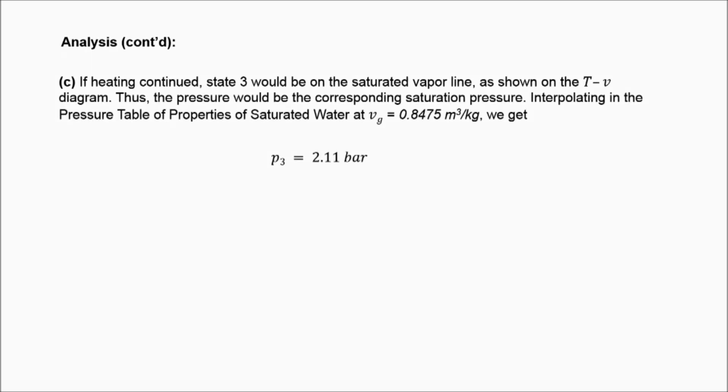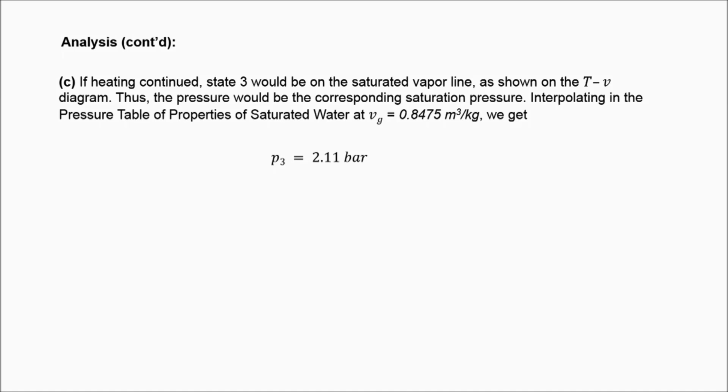For part C, if heating is continued until reaching a saturated vapor state, or x3 equal to 1, state 3 will be at the intersection of the saturated vapor line and a vertical line representing a constant specific volume, v3 equal to v2 equal to v1, as was shown in the Tv diagram.